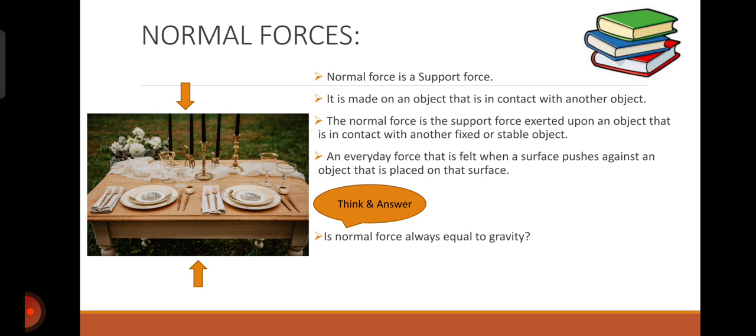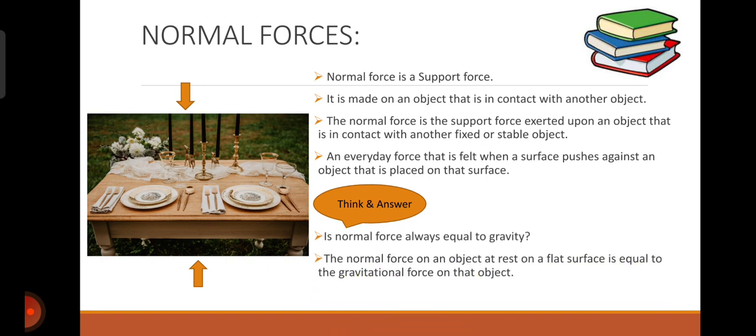Is normal force always equal to gravity? Think. Fine, let me give you the answer. Normal force on an object which is at rest on a flat surface is always equal to the gravitational force on that object, which means that the plate is attracted by the gravitational force, but the normal force is not making it fall down and it remains as it is on the table.